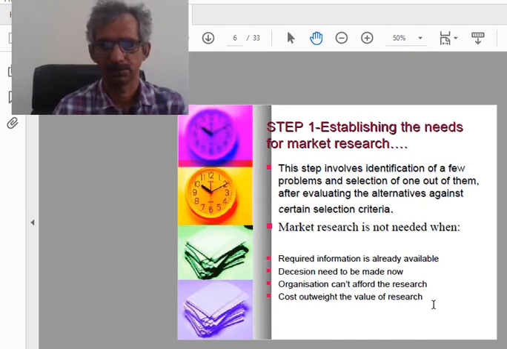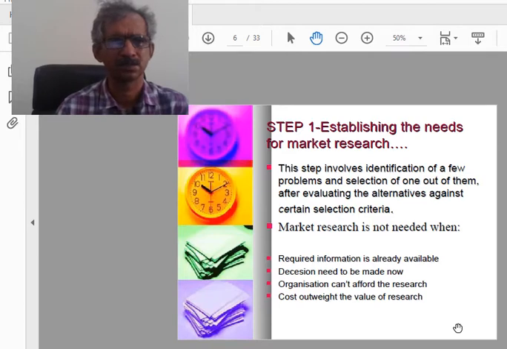You need to make the decision now, but the research will be completed after some time, so you do not need to conduct the research. Even organizations can't afford it, as research involves cost. If the organizations can't afford to pay the cost, then there is no need to conduct the research. And if the cost is greater than the benefit of the research, then there is no need to conduct the research.